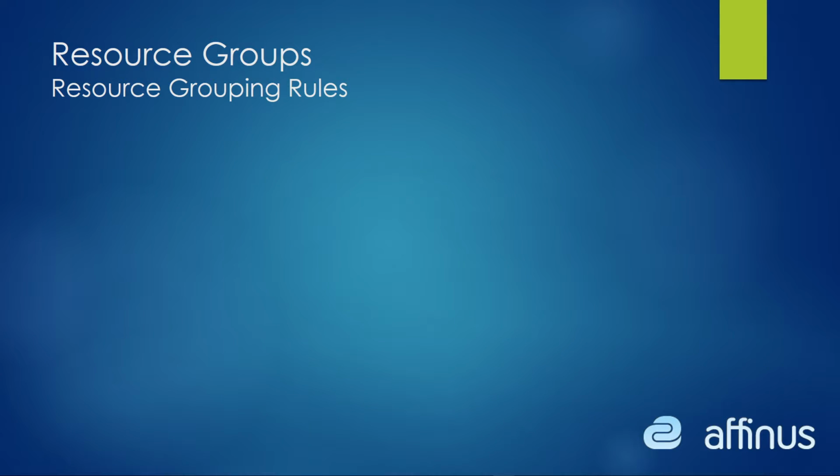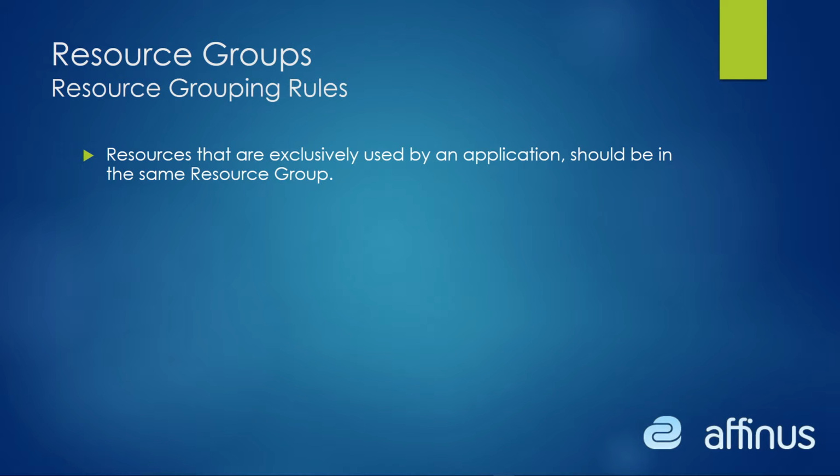So how do we choose which resources should go in a resource group? Here are some rules of thumb. Resources that are used exclusively by the same application should be in the same resource group. If I have a customer information service and I have a number of logic apps and API apps and a SQL Azure database that make up that application, they should all be in the same resource group because they will share the same deployment lifecycle. If I'm tearing down the application, I'm tearing down all parts of the application at the same time.